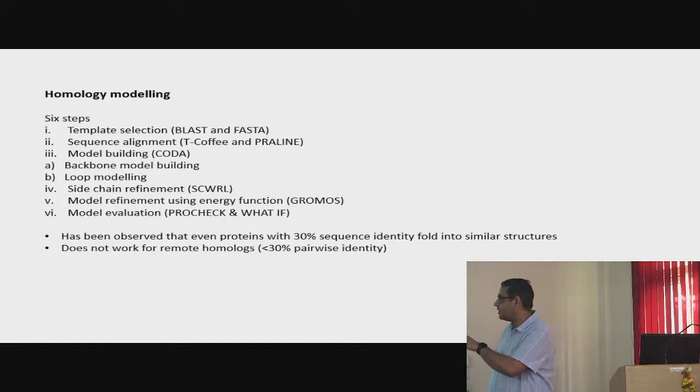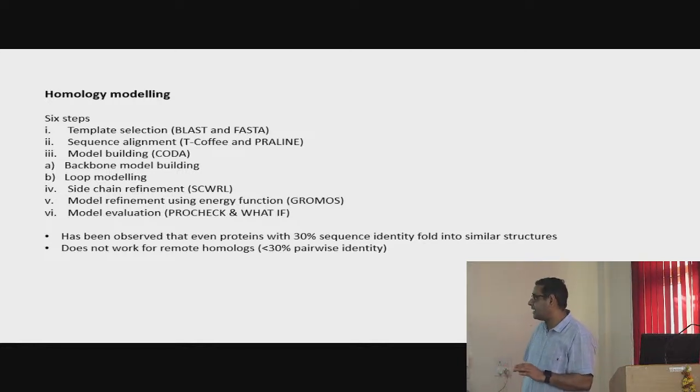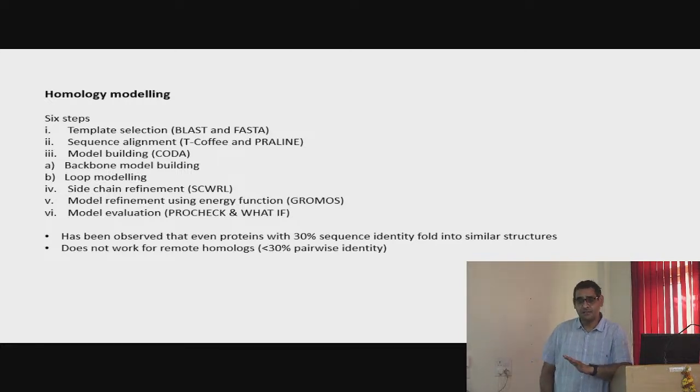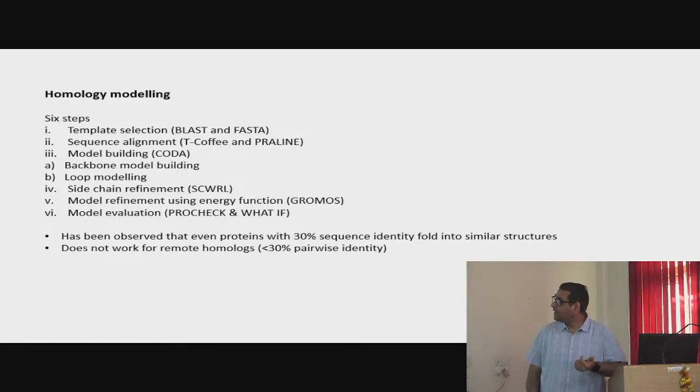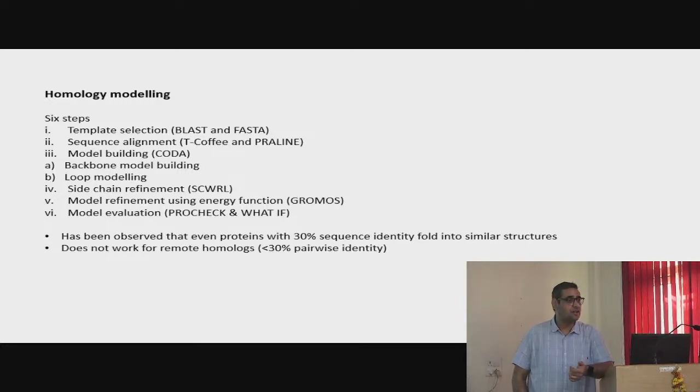But the thing which is important is that 30% sequence identity folds into similar structure. When you see that there are alignment issues, or side chain refinement issues, or model evaluation is not proper, then again you go back to the template selection and redo, so that you are able to have the structure modeling of that particular protein well documented.